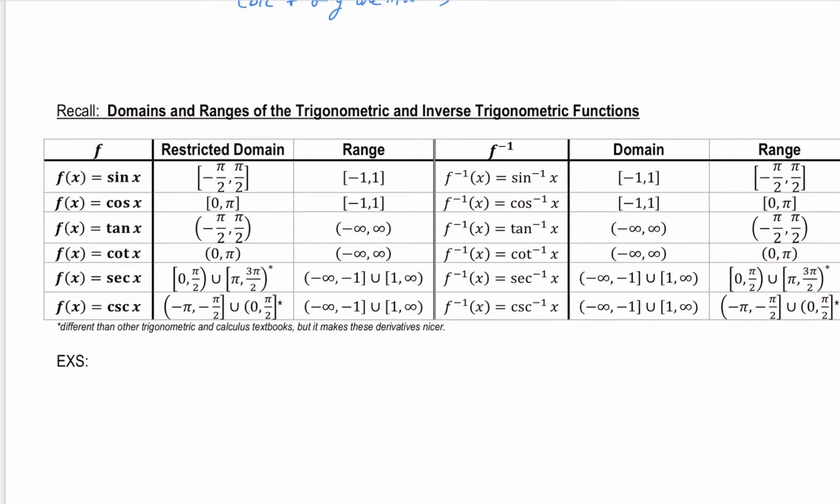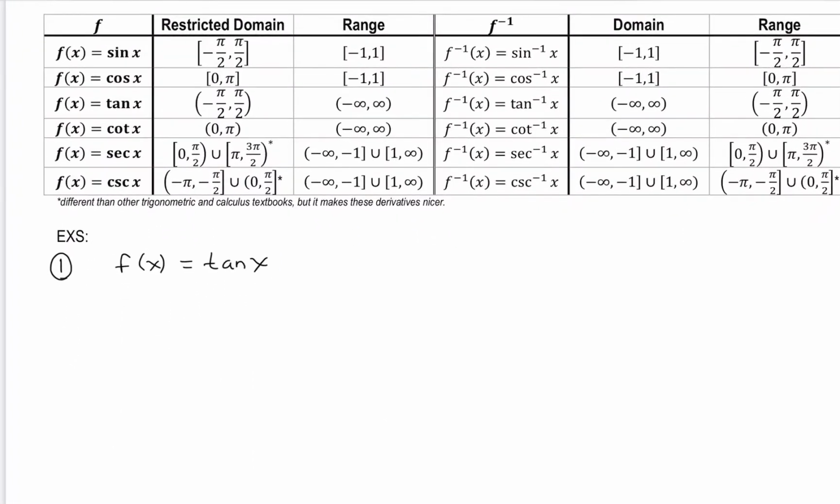So suppose that we started with our tangent function. So suppose we had f of x equals tangent of x. You're probably a little more familiar, you probably remember your sine and cosine. Typically students remember those a little better than maybe the tangent.